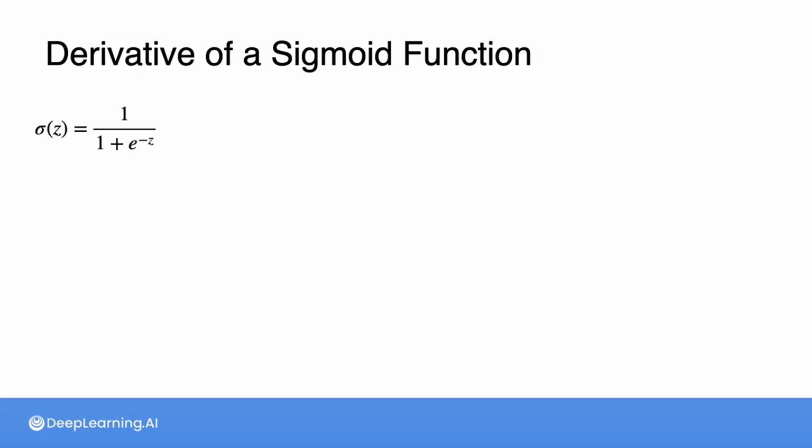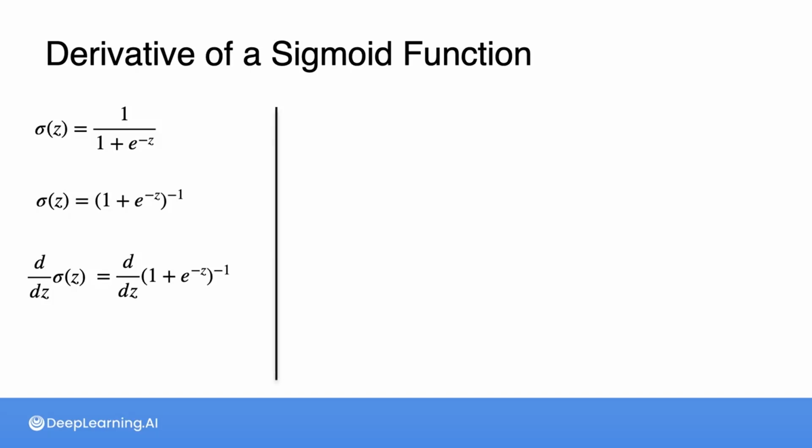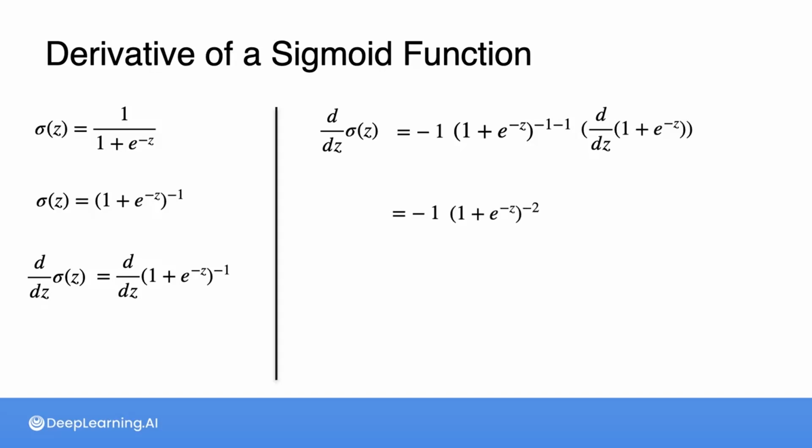Sigmoid of z is 1 over 1 plus e to the negative z, which can be written like this: 1 plus e to the negative z, to the negative 1. Now we're going to take the derivative of this, so we're going to use the chain rule. For the chain rule, we have d over dz of something to the minus 1 is minus 1 times something to the minus 2. And then we take the derivative of the something inside.